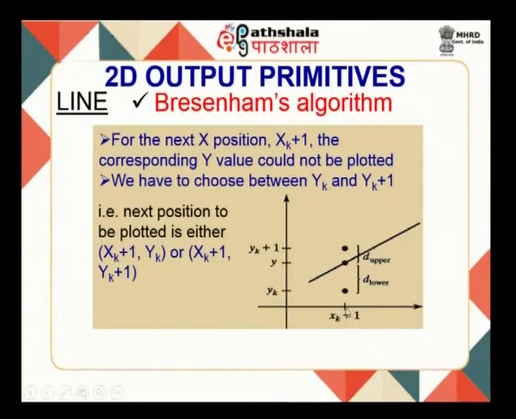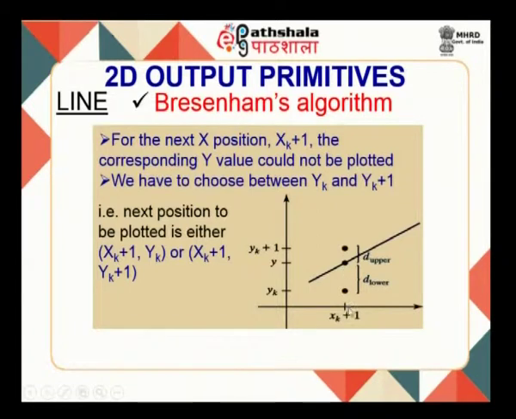So, for the next x value on the x axis, we indicate that with the notation x_k plus 1, because the next x value is 1 higher than the previous x value. So, how do we compute the corresponding y value? The y coordinate for this x coordinate can be either y_k plus 1 or y_k. As you see here, the possible pixels that we can plot on the monitor are y_k or y_k plus 1, because all monitor pixels are integer positions.